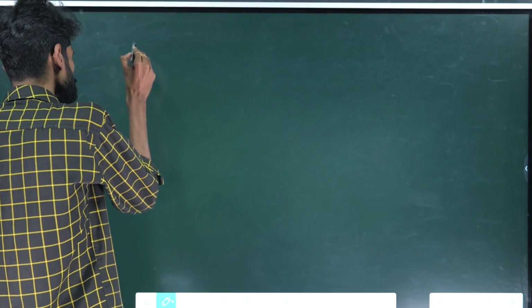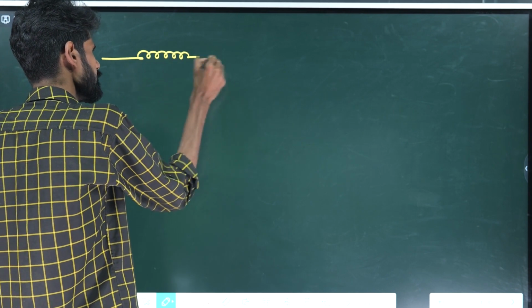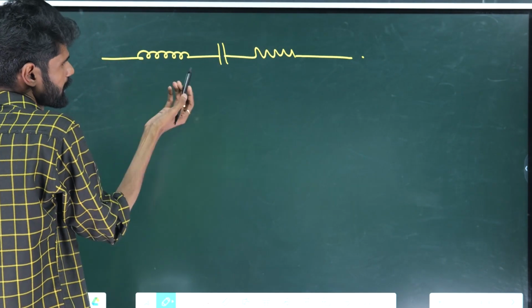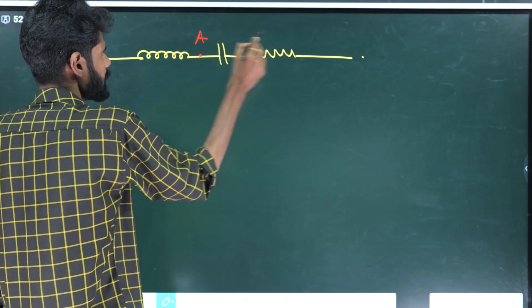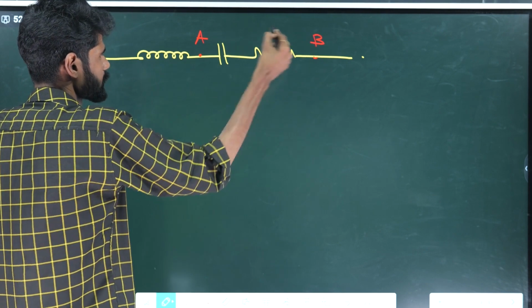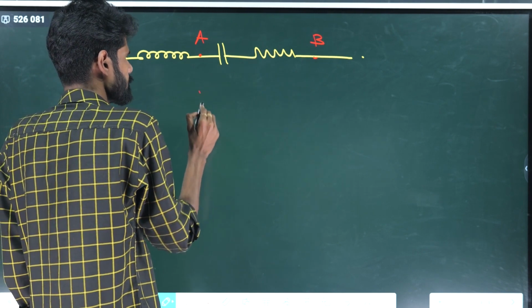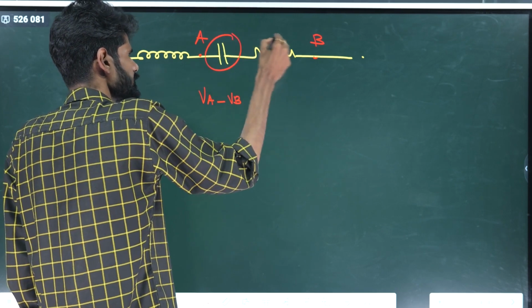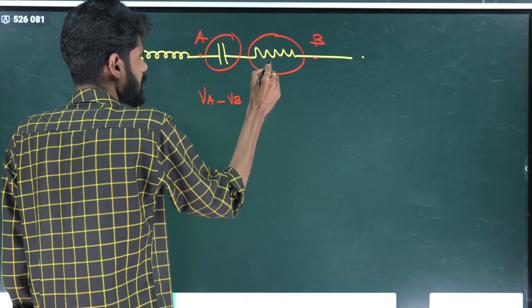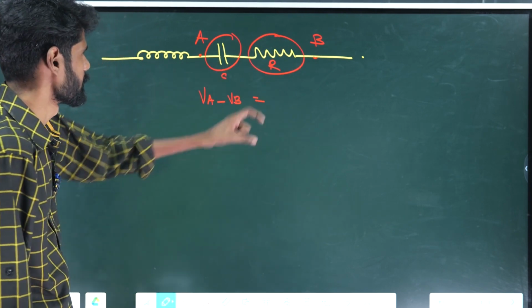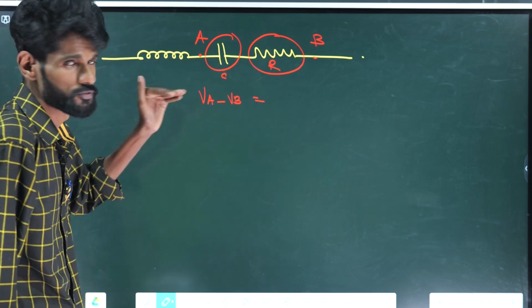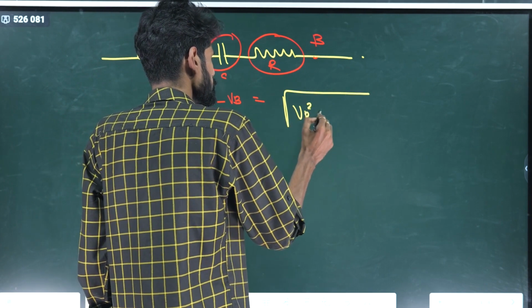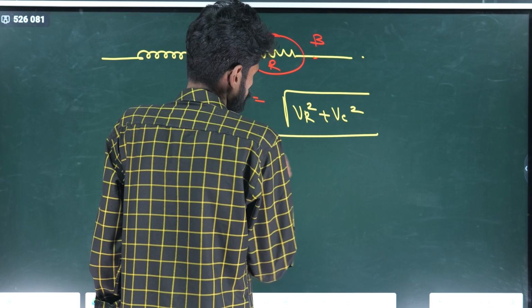Generally, when there is an LCR circuit arrangement, how do you find the potential difference between A and B, when it is connected to an alternating supply? Here there is a resistance and a capacitance, an RC circuit. The voltage across the resistor and the capacitor are mutually perpendicular. So we can write the result as the root of VR square plus VC square.